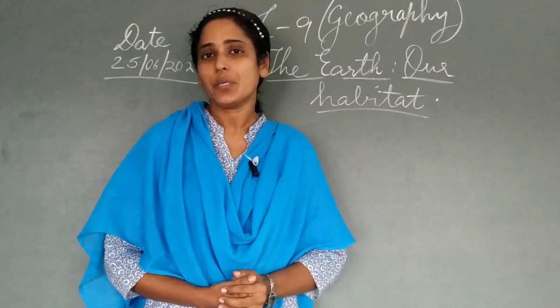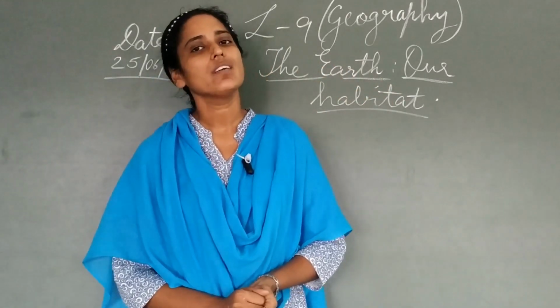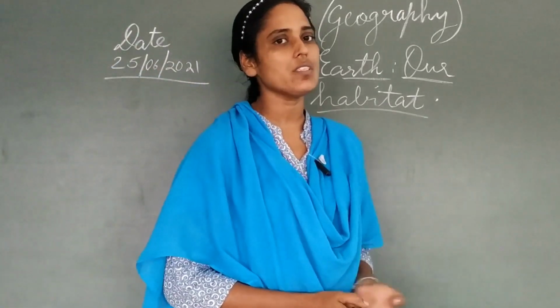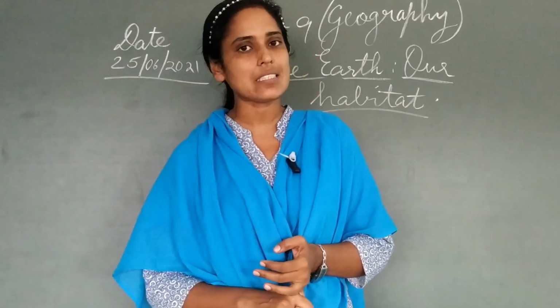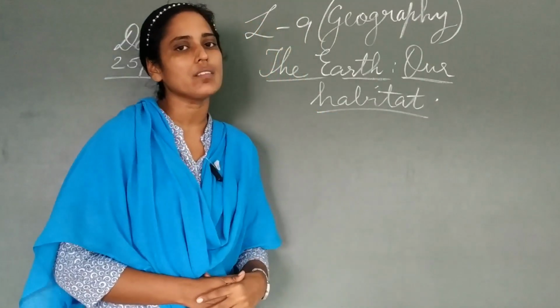Now we will be starting a new chapter today, that is lesson number 9. It's a geography chapter. The name of the chapter is the Earth, our habitat. Students, you already know we finished 2 chapters. The first one was of history, that is know the history. Second one was civics, that is unity in diversity. Now we will start with the next topic of geography, that is the Earth, our habitat.